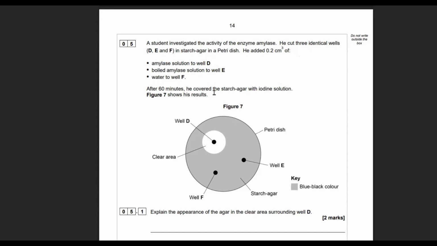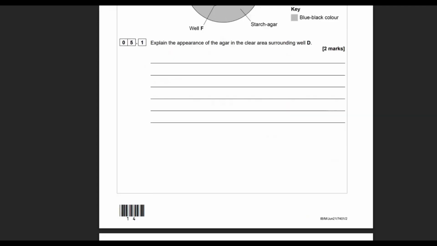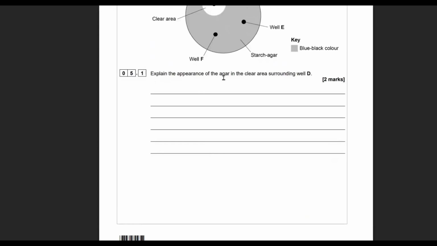After 60 minutes, he covered the starch agar with iodine. And figure 7 shows the results. So we can see it's all gone blue-black. What does that tell us the presence of when iodine goes blue-black? Except for around well D, where we've got a clear area. Okay, moving on. Explain the appearance of the agar in the clear area around well D.